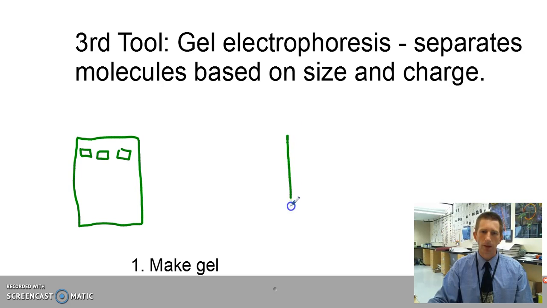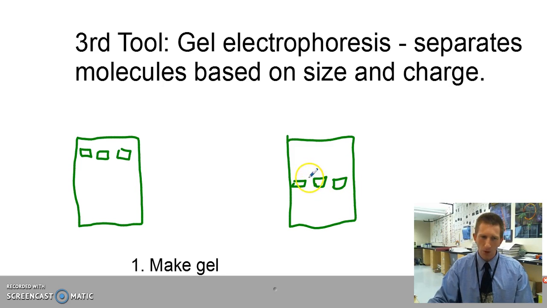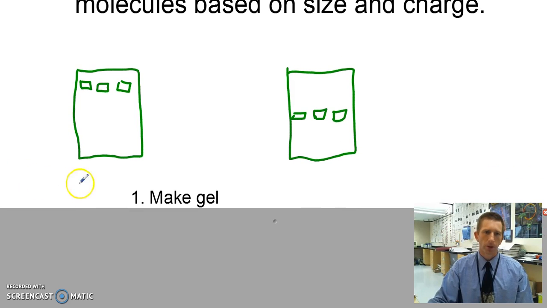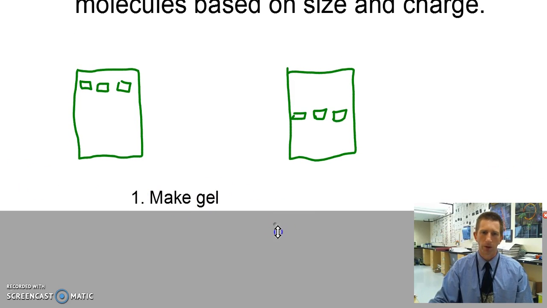Or like we did in class, we can put the wells in the middle of the gel, just like this. And those two different ways of making the gel serve two different purposes. Okay, so number one, make gel. Figure out what kind of gel we need, what kind of gel we want.